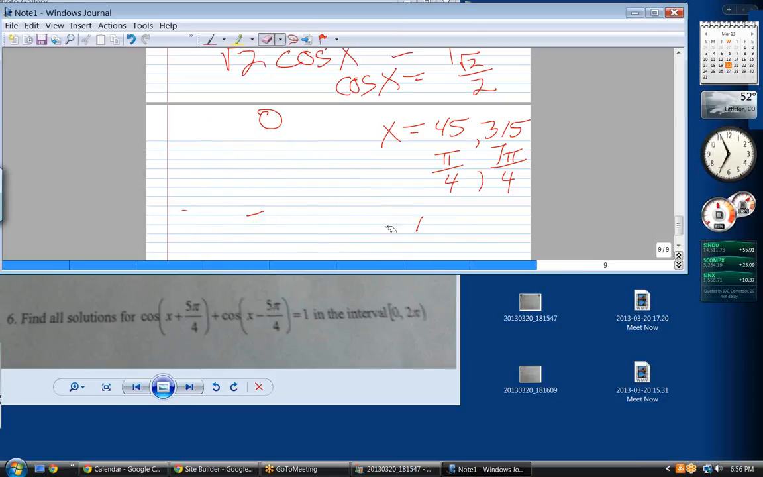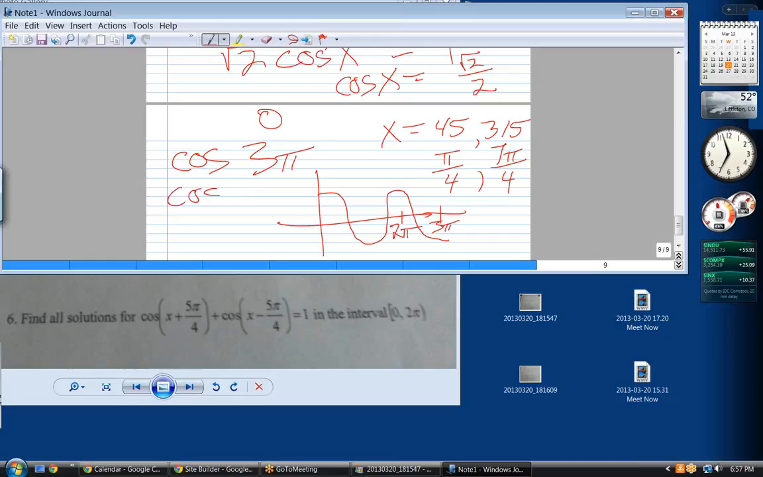See if that works. So 7 pi over 4 plus 5 pi over 4 is 12 pi over 4. So what's the cosine of 3 pi? Negative 1, right? In other words, 3 pi is out here. This is 2 pi right here. So if we take away a 2 pi, it's the same as the cosine of pi, and that's negative 1 right there.